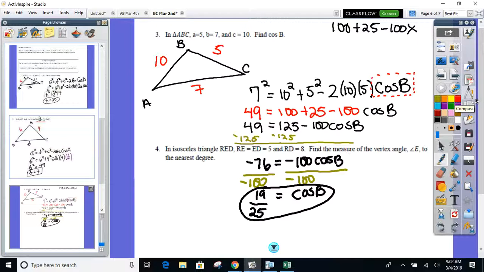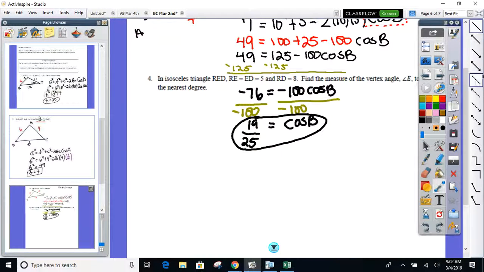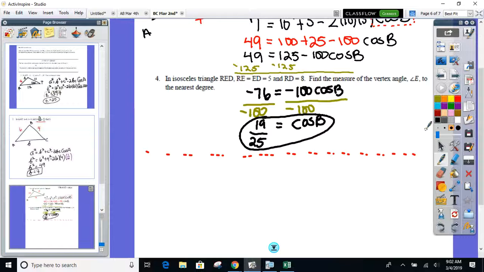You all right? Now I want the angle in the next one. I actually want the angle in the next one. I know I'm throwing a lot at you here. That's why tomorrow is going to be a day of all practice with sines and cosines.